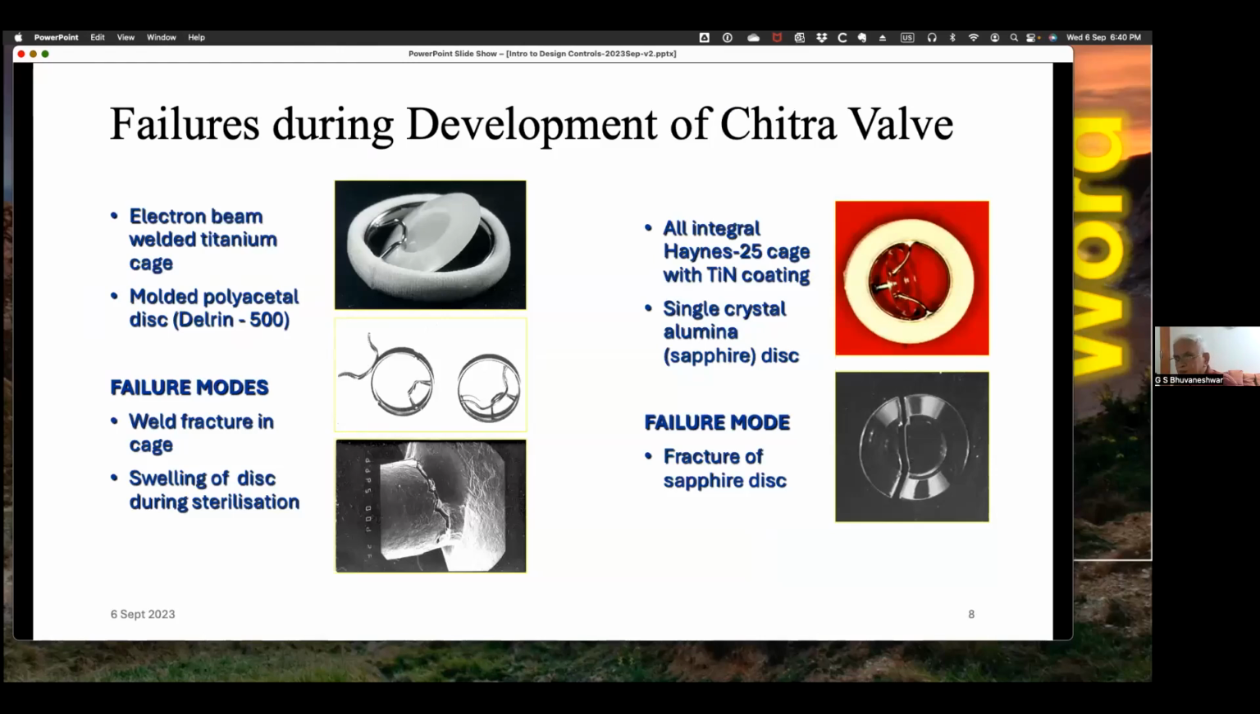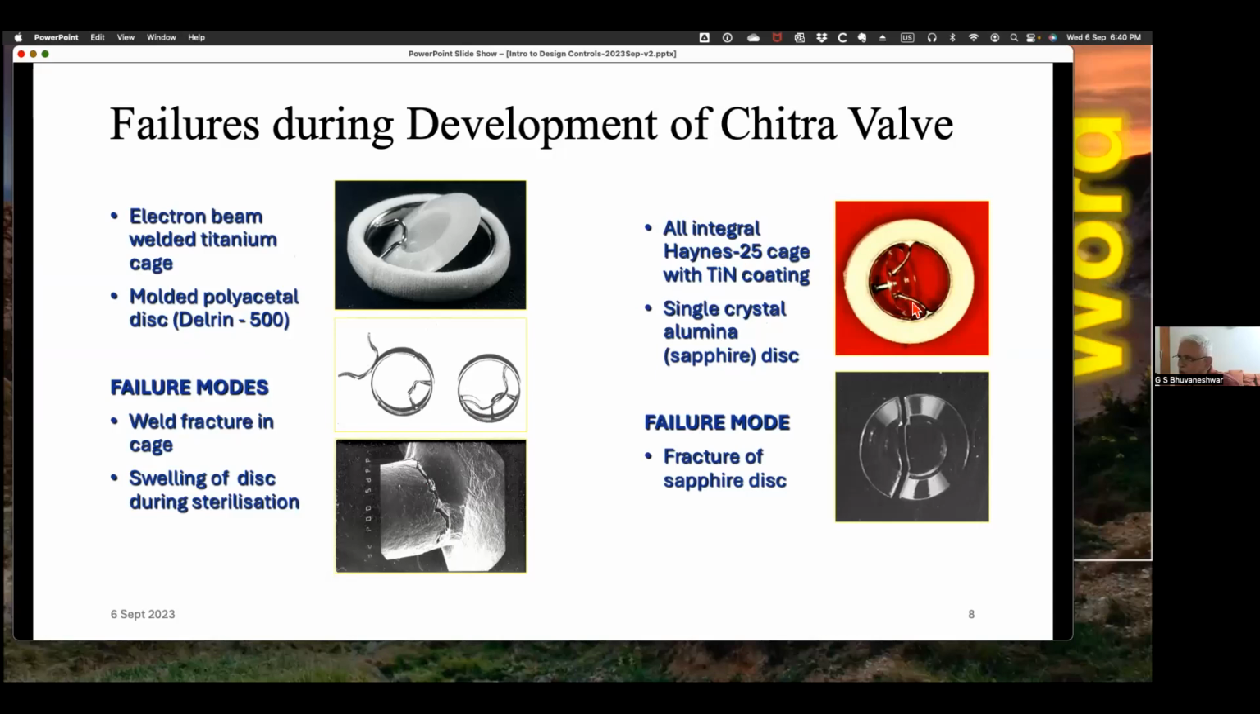In our own development, we started in the late 70s, 80s. We went through 3 cycles of failure. Fortunately, none of these got into the patient, because most of these failures happened in our in vitro testing and animal studies. The first model failed near the weld joint. This was an electron beam welded titanium metal cage, and you can see the crack there.